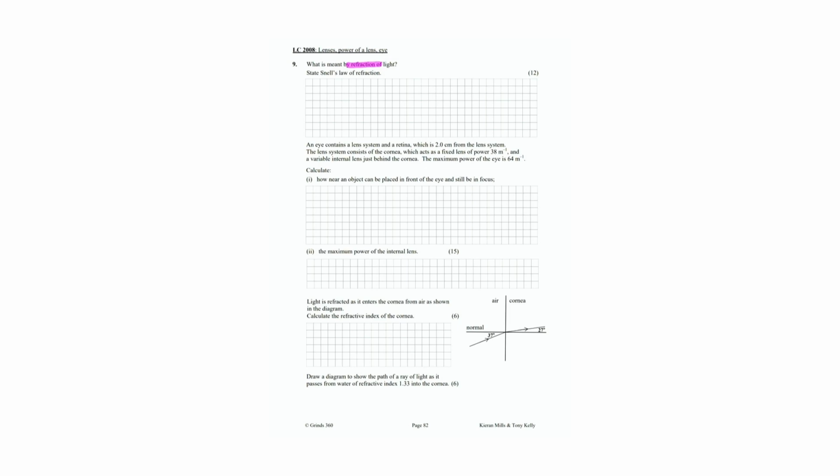And then state Snell's law of refraction. You can write that down as a formula. Sin i over sin r is equal to a constant. But make sure you put the notation in as well. So let's have a look at this on the board.